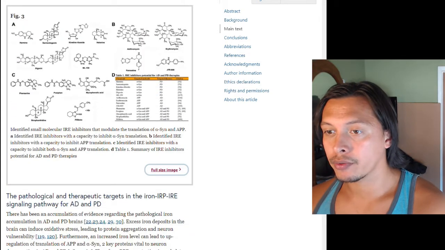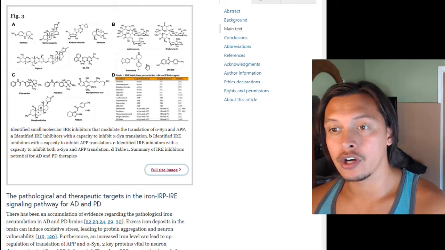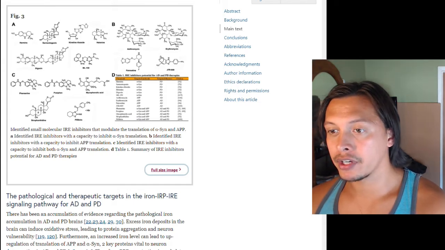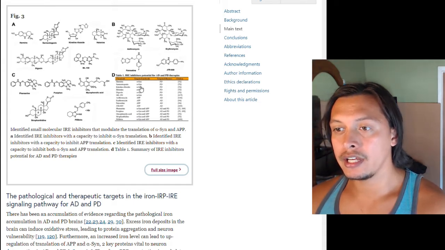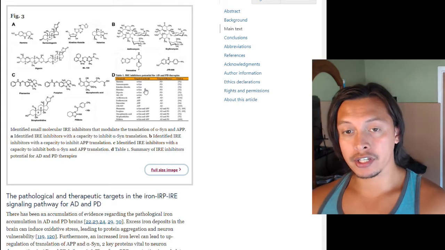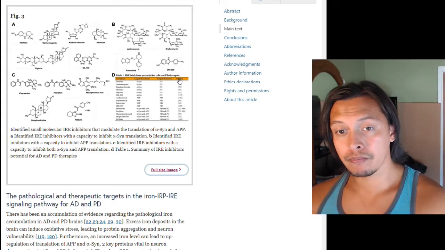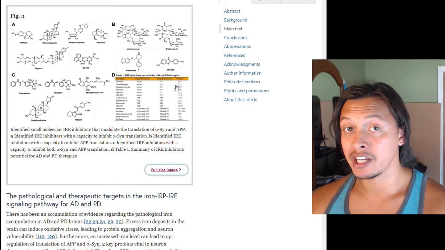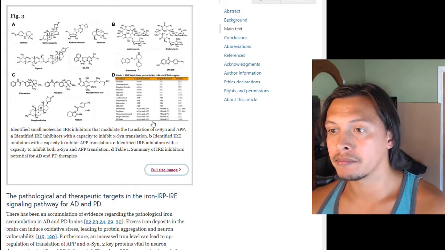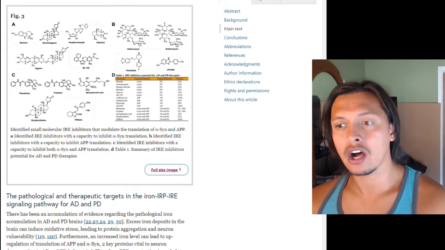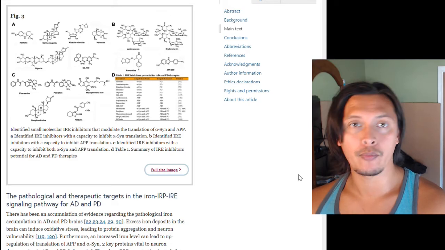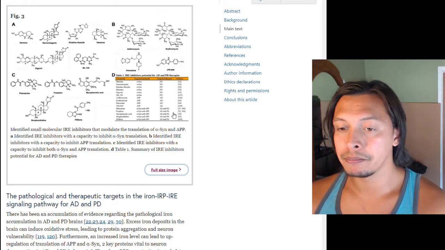So here's Figure 3. Just know that these chemicals have the ability to target the translation of particular proteins that have these iron response elements on them. So some of them, I would presume, I think all of these are downregulators, but theoretically you could find upregulators as well.